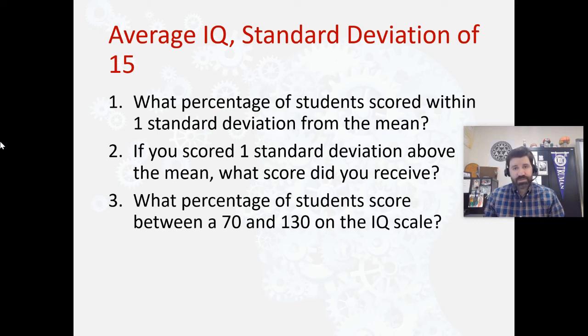It's 95%, right? 95% score within two standard deviations of the mean. 70 is two standard deviations below the mean, and 130 is two standard deviations above the mean.